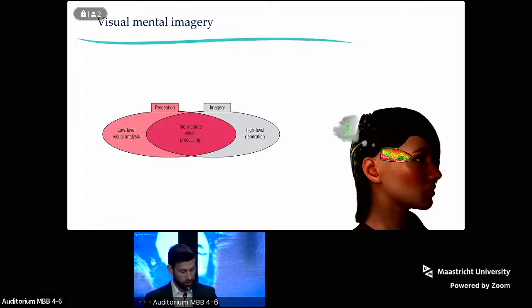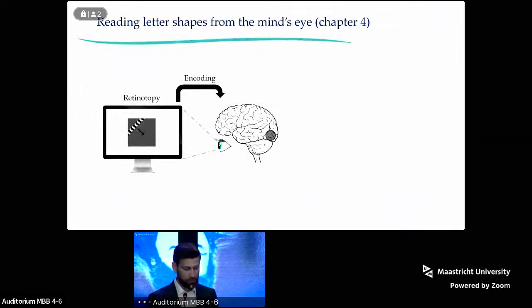So we did this experiment where we map the spatial organization of the visual cortex by presenting bars of light at different moments in time. And then the brain essentially translates these bars of light into electrical signals. This is a process called encoding. And we can capture these signals with fMRI in the form of brain patterns.